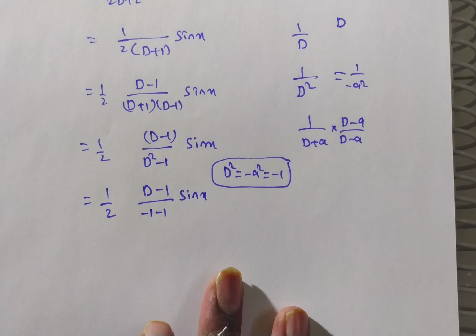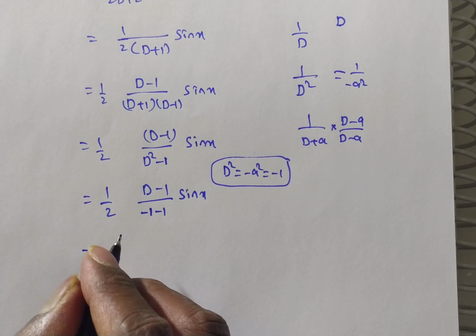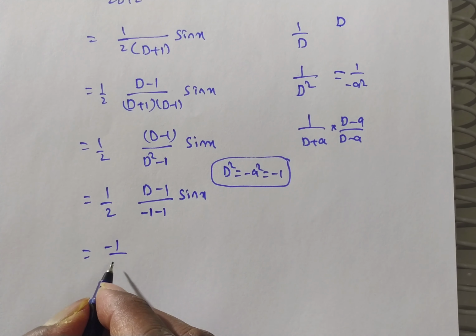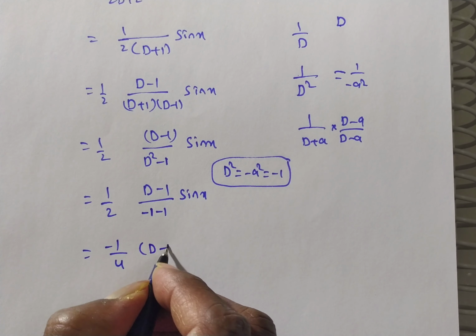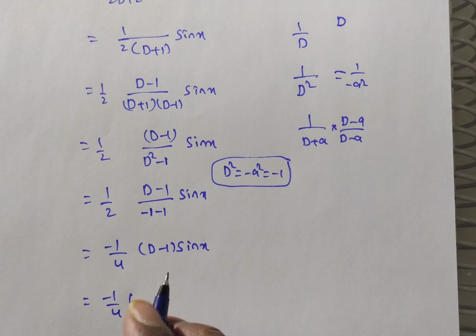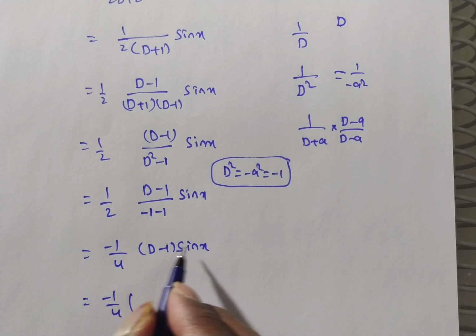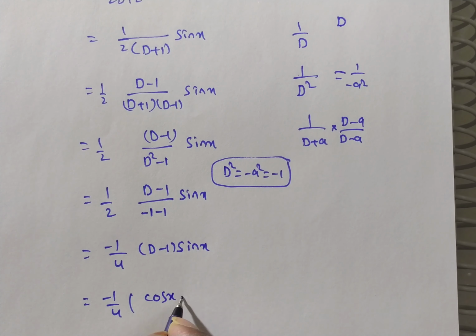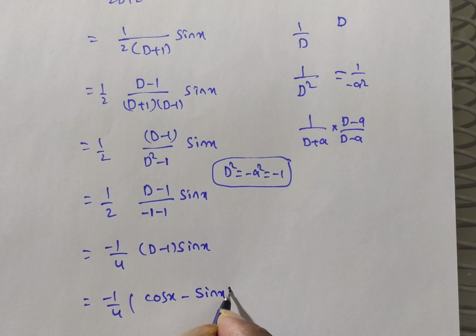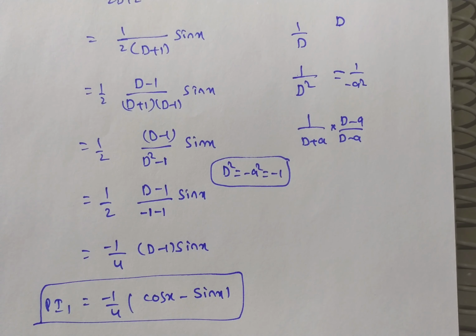Okay. Now this is, you have minus 2 in the denominator and outside you have a 2. So minus 1 by 2 times 2, which is nothing but 4, into D minus 1 into sine x. Now minus 1 by 4 times, I told you, if D is in the numerator, then you can differentiate directly. So the derivative of sine x is cos x, and minus 1 into sine x means minus sine x. So this is particular integral 1.